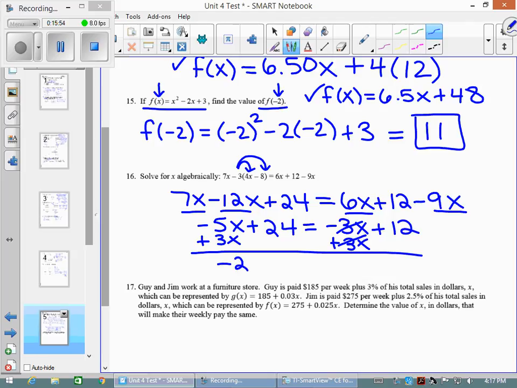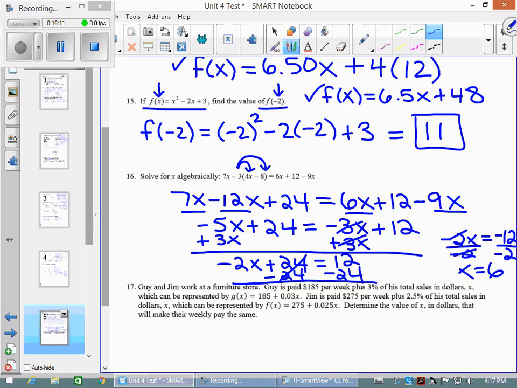Subtract the 24. And I get negative 2x is equal to negative 12. Divide by negative 2. And I get x is equal to positive 6. Again, it's an equation. You can always take your value for x, plug it back into the original, and make sure it makes both sides equal.